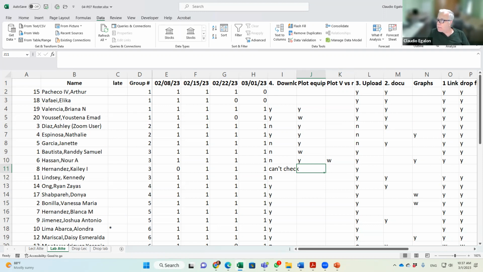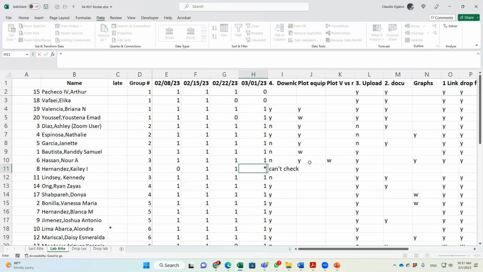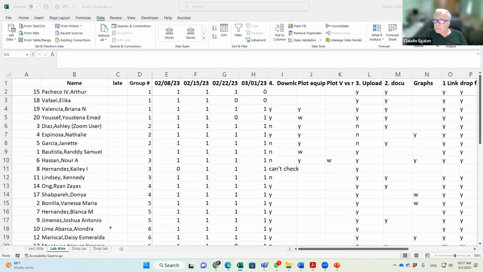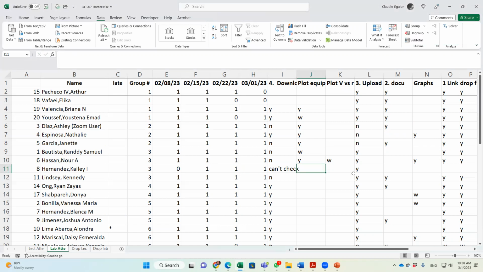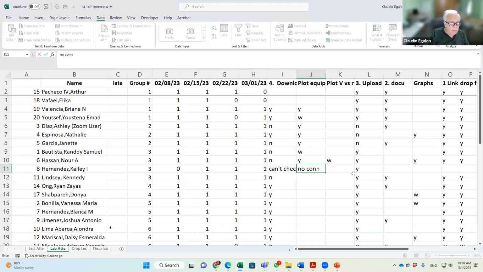Kaylee? Is Kaylee here? I don't see Kaylee. Yeah, Kaylee was having internet issues, but I know that she was working on it. Really? She's in group 3, right? Yes, sir. Ask her, if she can, to send me a text message. All right. Okay. No connection.